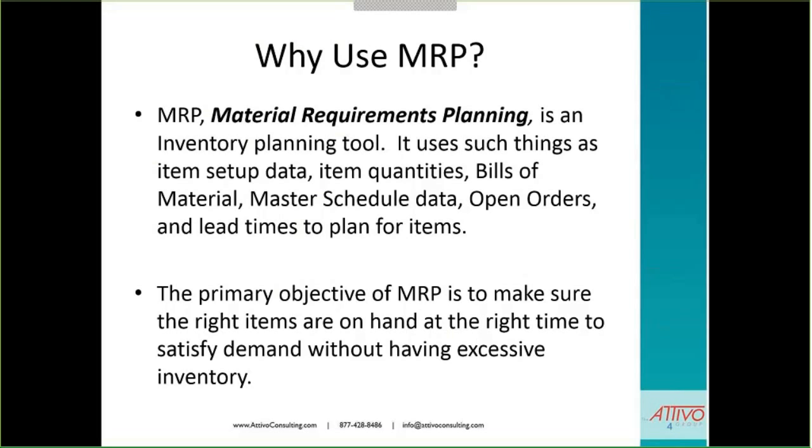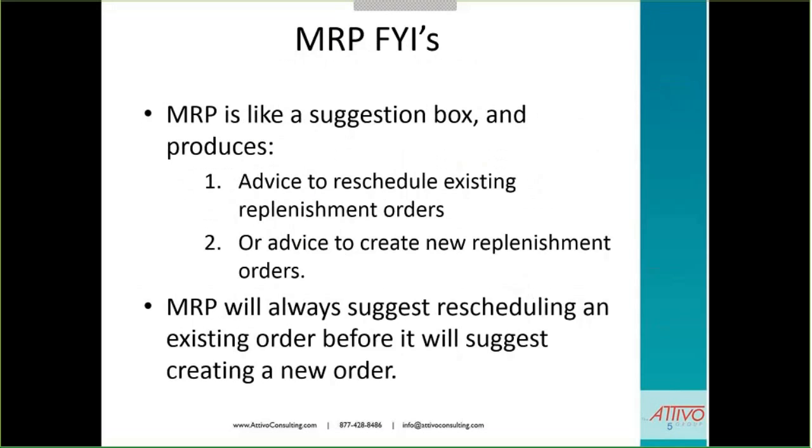So that's it. It's really a suggestion box, and it produces advice for two things. Number one, how does your existing plan look? Should there be any rescheduling of existing orders, or advice to create new replenishment orders that don't exist yet. And just as a point of reference, MRP will always suggest rescheduling an existing order before it will suggest creating a new order.